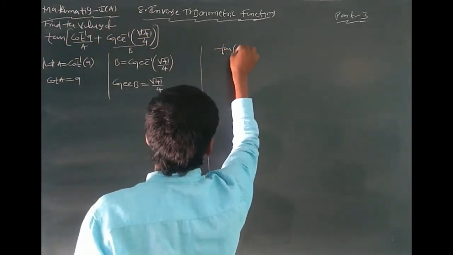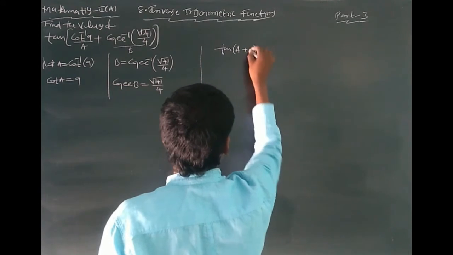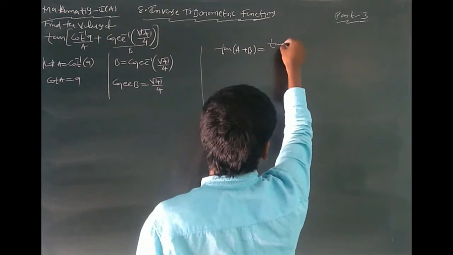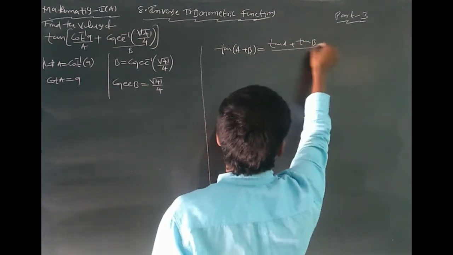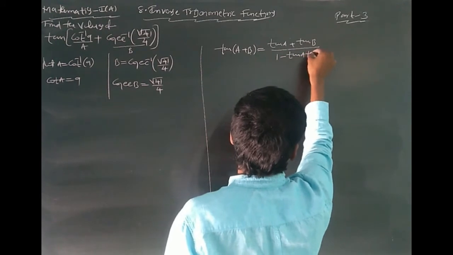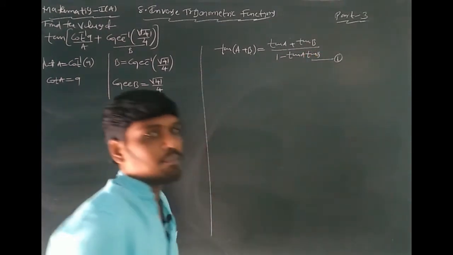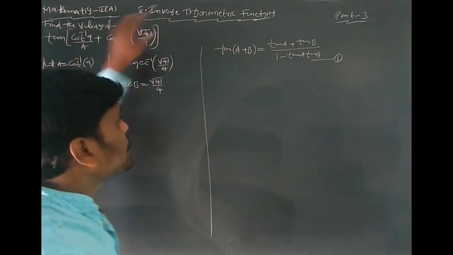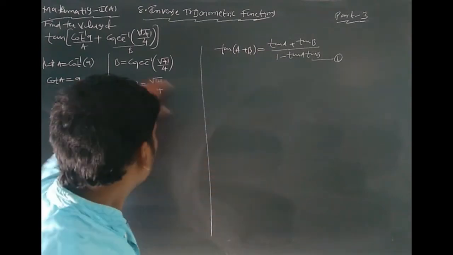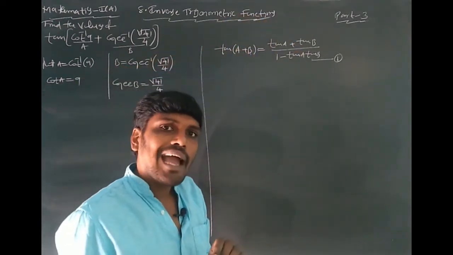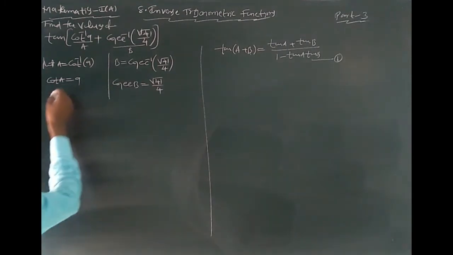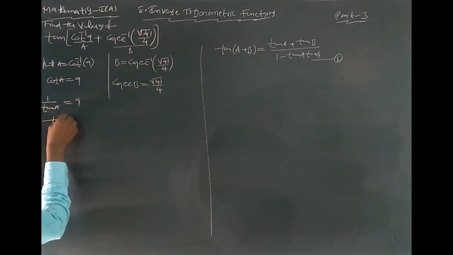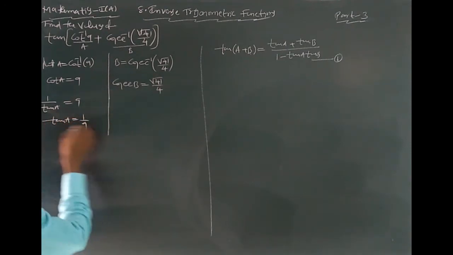See students, this one is A, this one is B. Tan of A plus B. What is the formula of tan of A plus B? Tan A plus tan B by 1 minus tan A tan B. This is the formula of tan of A plus B. Here you can find cot A. Using cot A, you can find tan A. Similarly, using cosecant B, you can find tan B. Cot A is nothing but 1 by tan A, which is equal to 9. Then tan A is equal to 1 by 9. You get the tan A value.